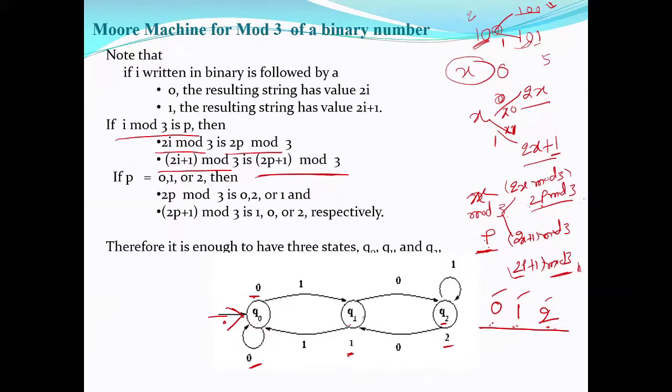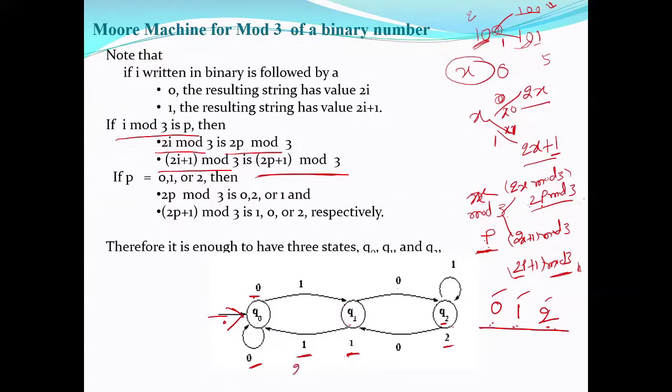So for Q0, for Q1, suppose Q1, that means the remainder is 1. And if the number is attached with 0, what happens to the remainder? The remainder is 1. Now the next number is attached with 0, the number becomes 2x, and the remainder becomes 2 into 1 mod 3, that is 2 mod 3, which is 2. So on 0 it goes to Q2, and on 1 it goes back to Q0, because on 1, 2 into 1 is 2, plus 1, 3 mod 3.